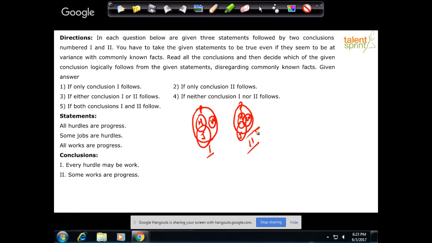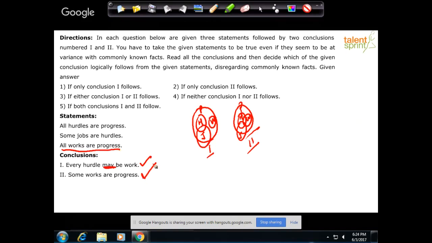Okay. So now, every hurdle may be a work. Yes, it is quite possible that hurdle and work are actually the same set, or probably, work is the universal set for hurdle, which means that the first one is very much possible. And remember, it says maybe. It itself expresses a possibility, and we know that it is a possibility. Some works are progress. Of course, some works are progress, because we clearly know that if all works are progress, some works will also be progress.